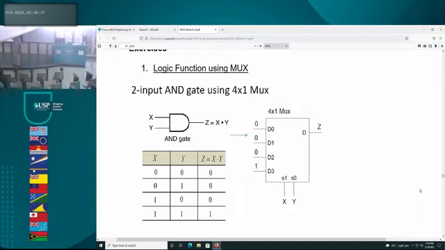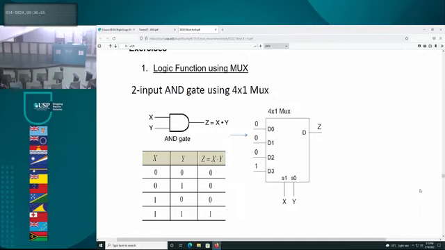What did we do? We take our data lines and we make it look like the outputs of an AND gate. But doesn't that correlate with what we spoke about earlier on? Any mux can be used to represent a sum of product system, right? A sum of product system or a sum of minterm system. So basically what we did over here is, this is a sum of minterms system.